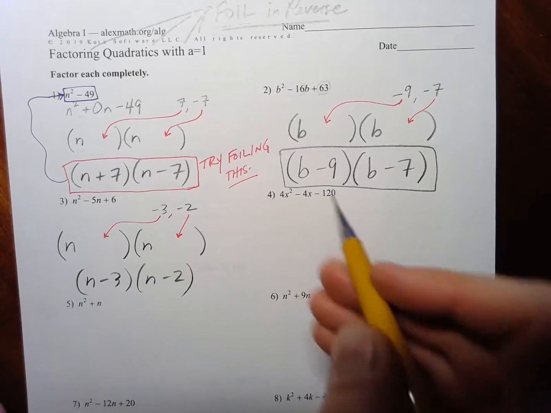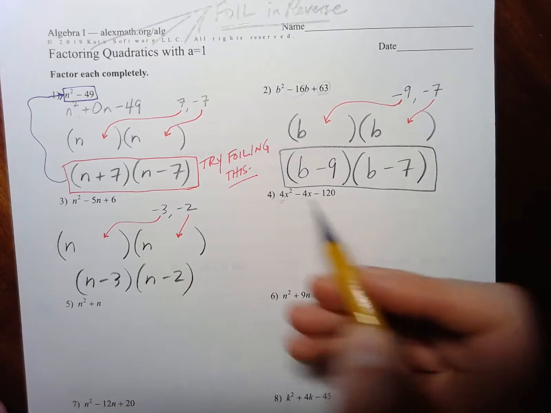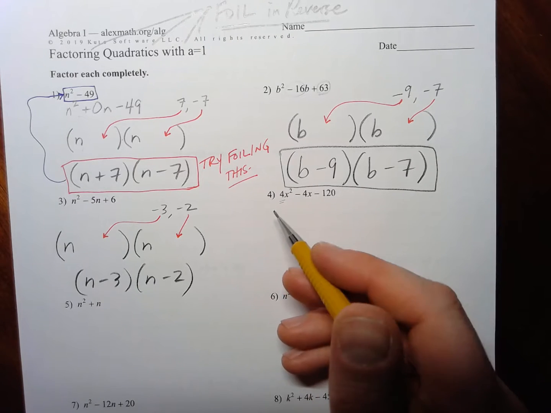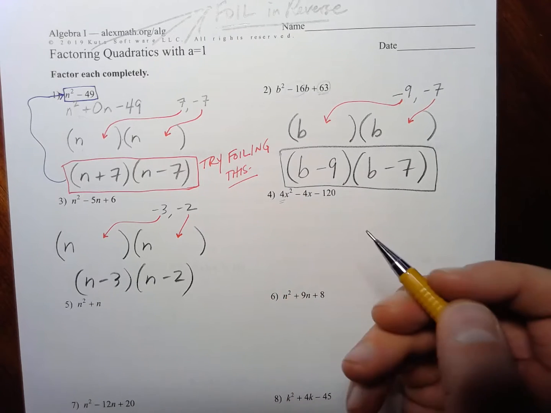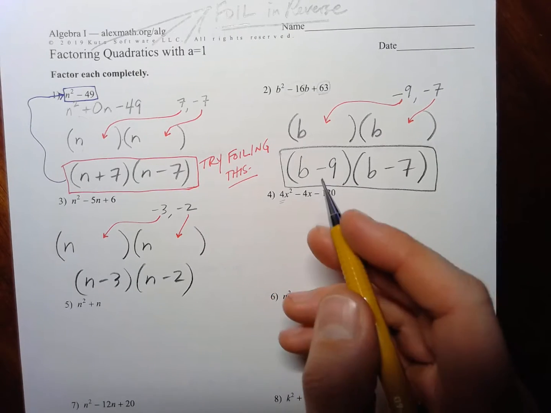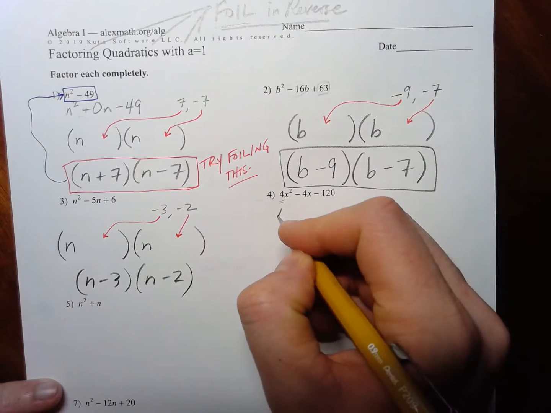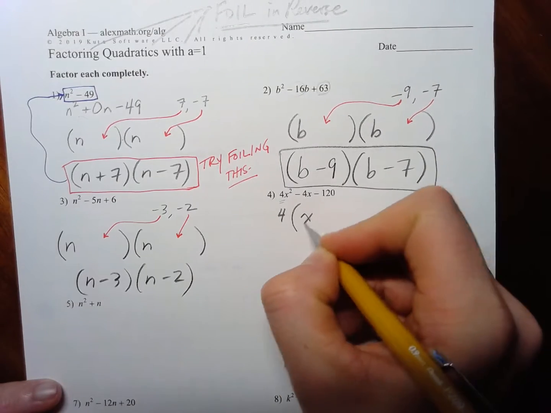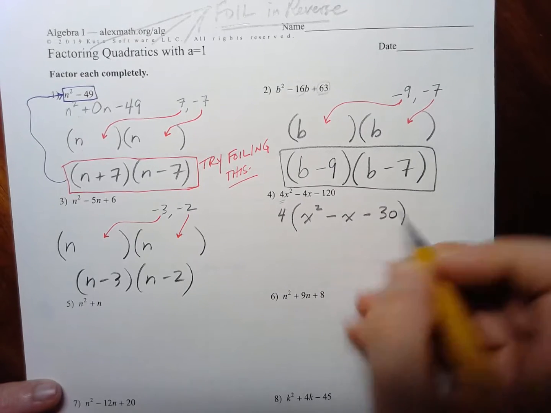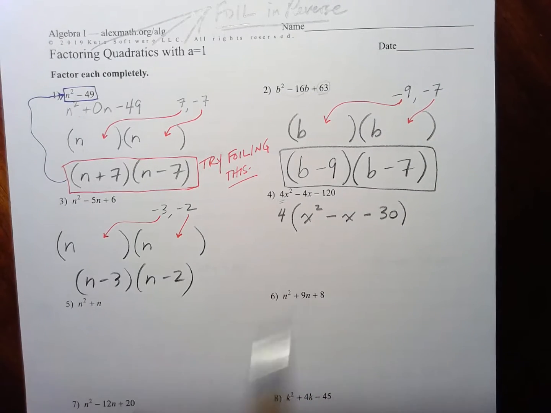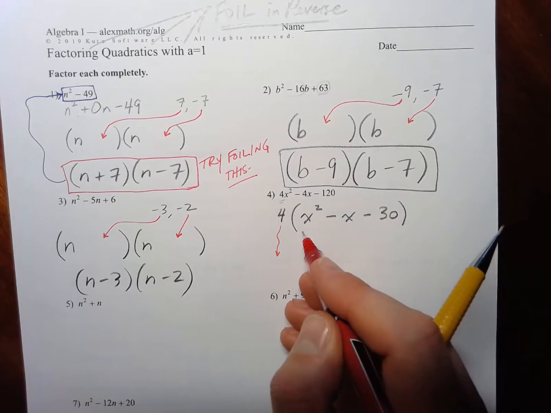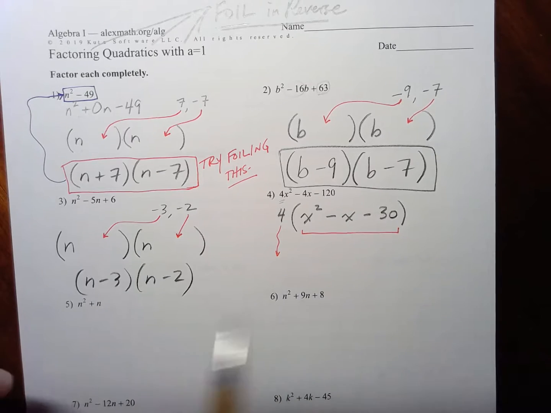Okay, this one you may go, oh, but Alex, I gave you one that has a equals 4. The leading coefficient is 4. But what you can do is you can factor that out using GCF, which we've already done. So if we pull out the 4 as a GCF, we're left with x squared minus x minus 30. And now this 4 can just come along for the ride out front, okay, and then we're just doing this like we are doing everything else on the page.